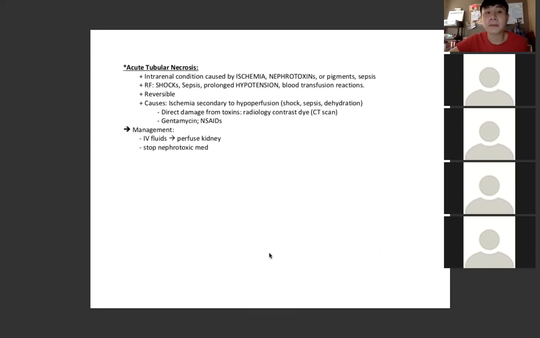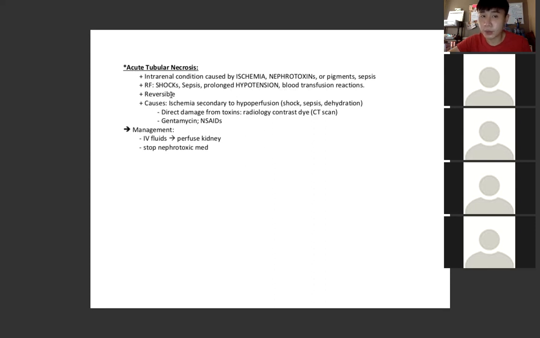Okay, so earlier I mentioned acute tubular necrosis, which is the most common cause of intrarenal injury. So what does it mean? It means an intrarenal condition that causes ischemia, nephrotoxins, or pigment sepsis. Risk factors of acute tubular necrosis include shock, sepsis, prolonged hypotension, and blood transfusion reaction.